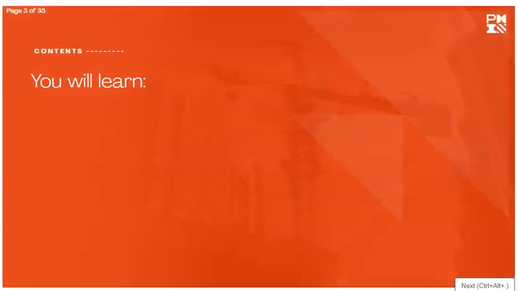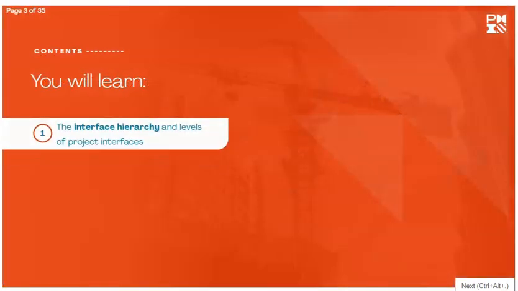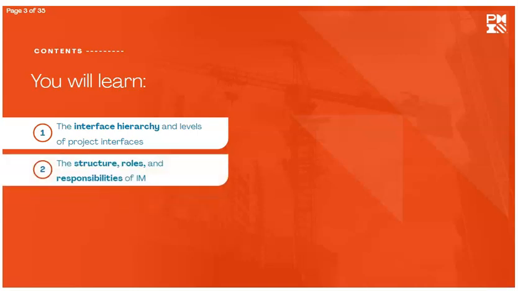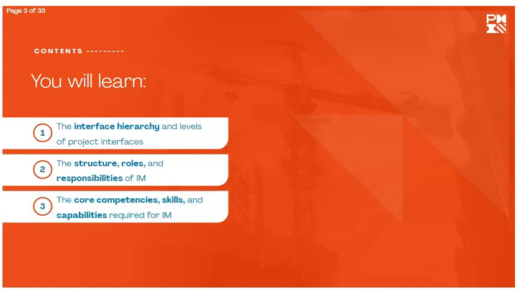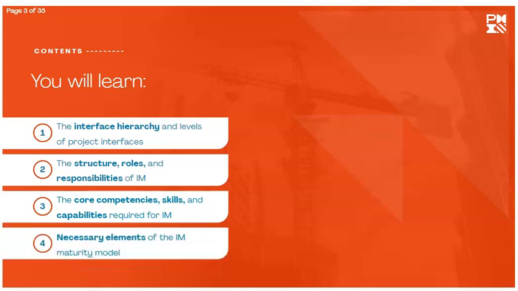You will learn the interface hierarchy and levels of project interfaces, the structure, roles, and responsibilities of IM, the core competencies, skills, and capabilities required for IM, and the elements of the IM maturity model necessary to ensure that the organization adopts appropriate capabilities and behaviors as a routine part of its project execution practice.